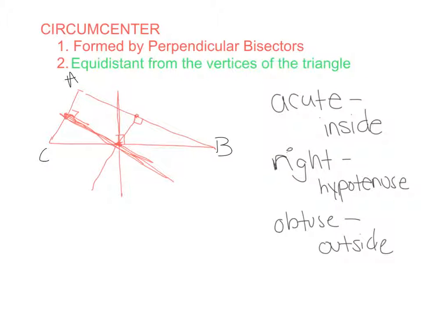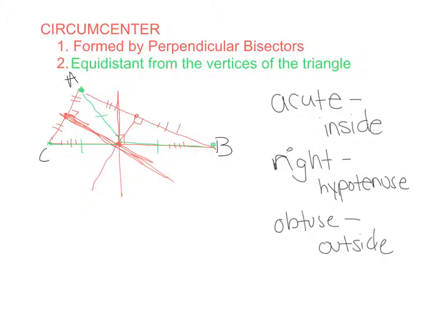So a circumcenter, it's formed by perpendicular bisectors, and it is equidistant from the vertices of the triangle. So what I've drawn so far here is the perpendicular bisectors. I bisected each segment, made sure that they were perpendicular, and where they all met was at the point of concurrency known as the circumcenter. If we have an acute triangle, the circumcenter meets inside. If we have a right triangle, the circumcenter is on the hypotenuse. And if we have an obtuse triangle, the circumcenter is outside.